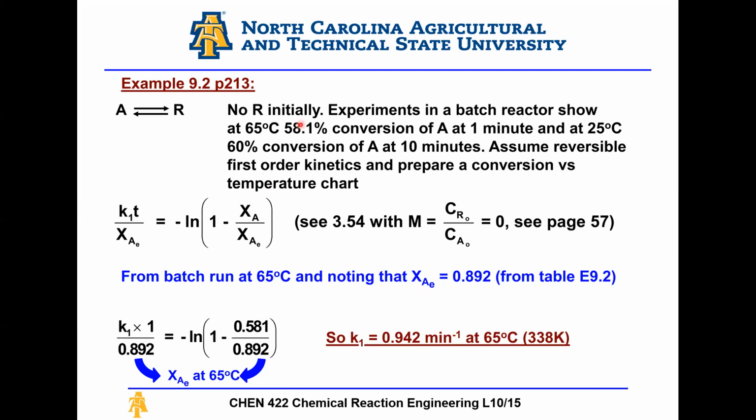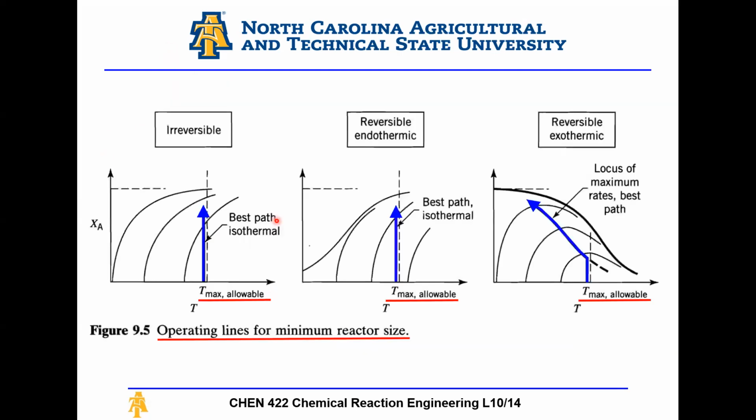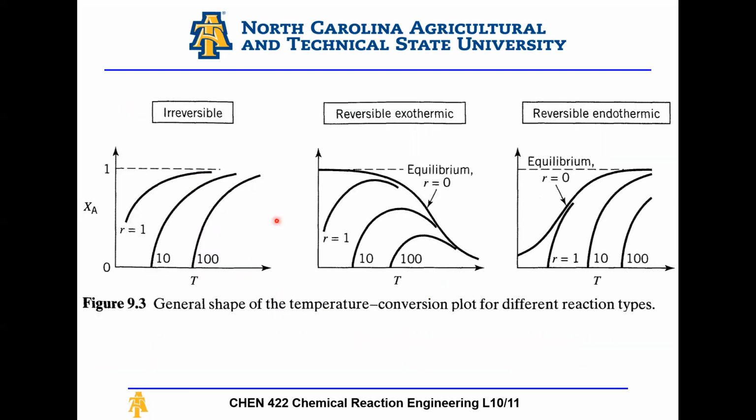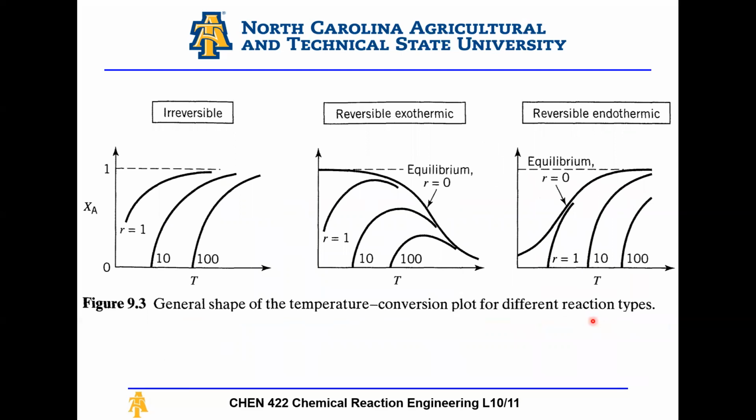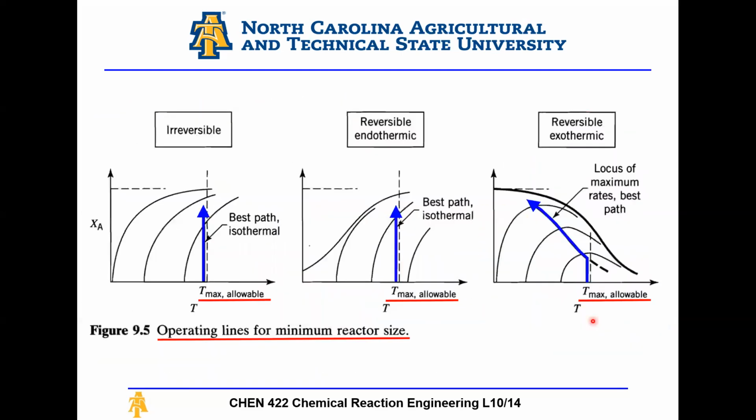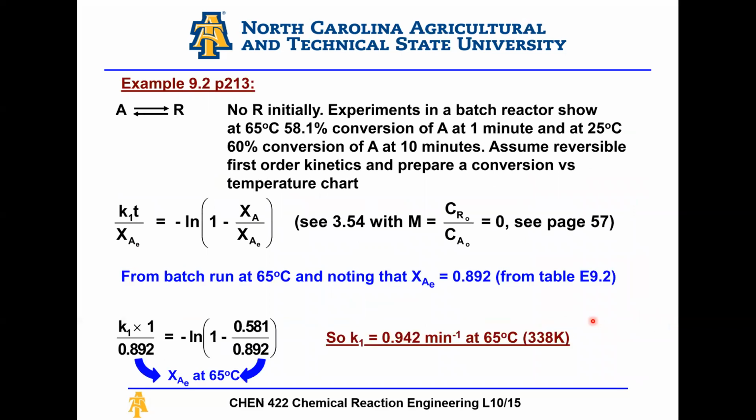This is the same system we've talked about previously, and this is actually example 9.3 from your book. In the previous example on these slides, we had a table where we were able to calculate XAE versus temperature. So at 65 Celsius, XAE is 0.892. Let's go back to the example. So at 65 Celsius, XA equilibrium is 0.892.